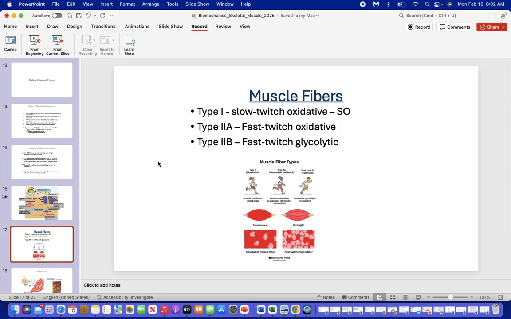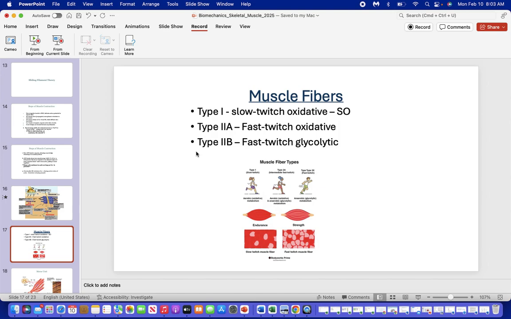Type 1 muscle fibers, or slow twitch oxidative fibers, contract slowly and primarily use aerobic metabolism, or oxygen, to produce energy, making them highly resistant to fatigue. Okay, so they contract slowly and rely heavily on oxygen to produce energy. Due to this reliance on oxygen, they can sustain contractions for extended time without tiring easily. So for example, the soleus muscle during walking, or the back muscles for maintaining posture.